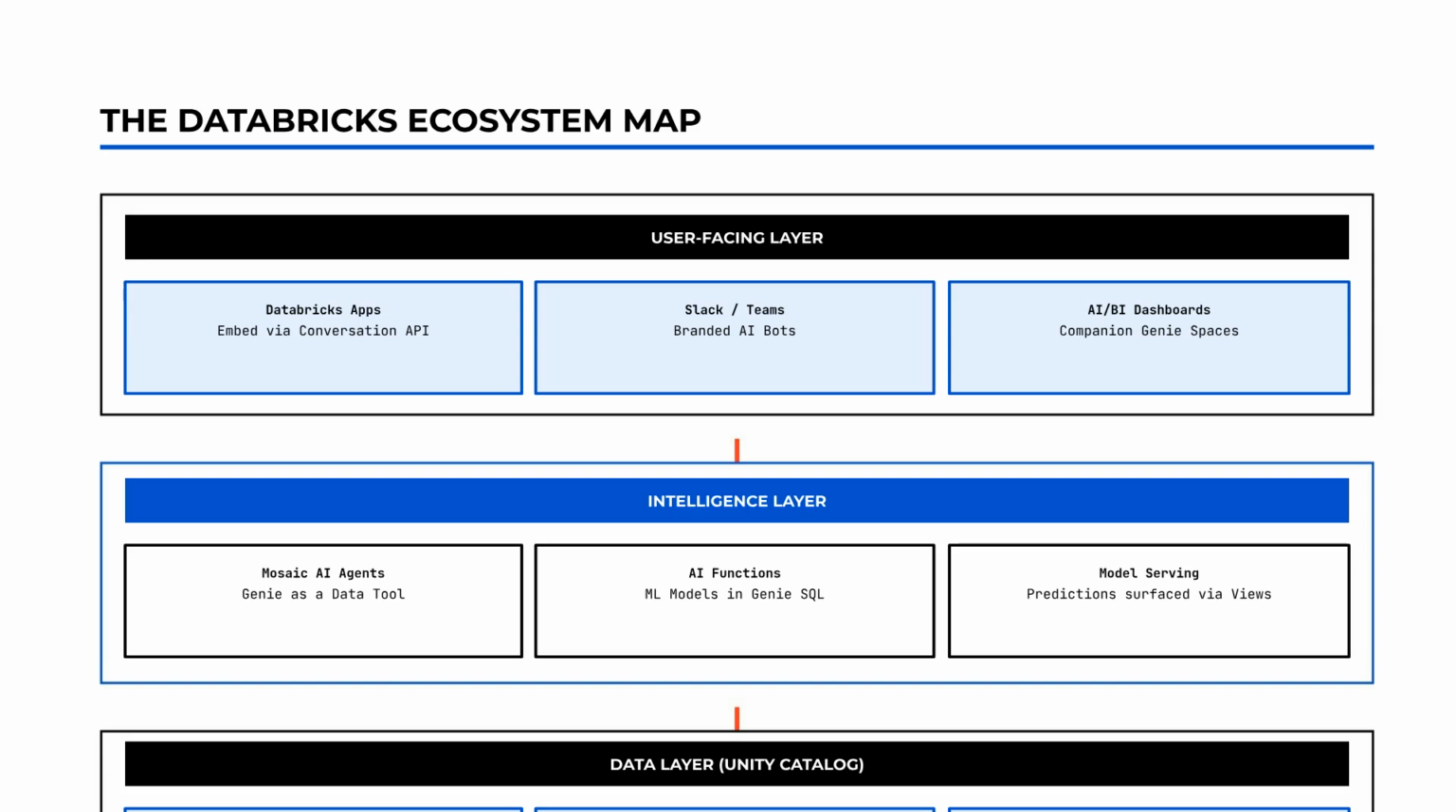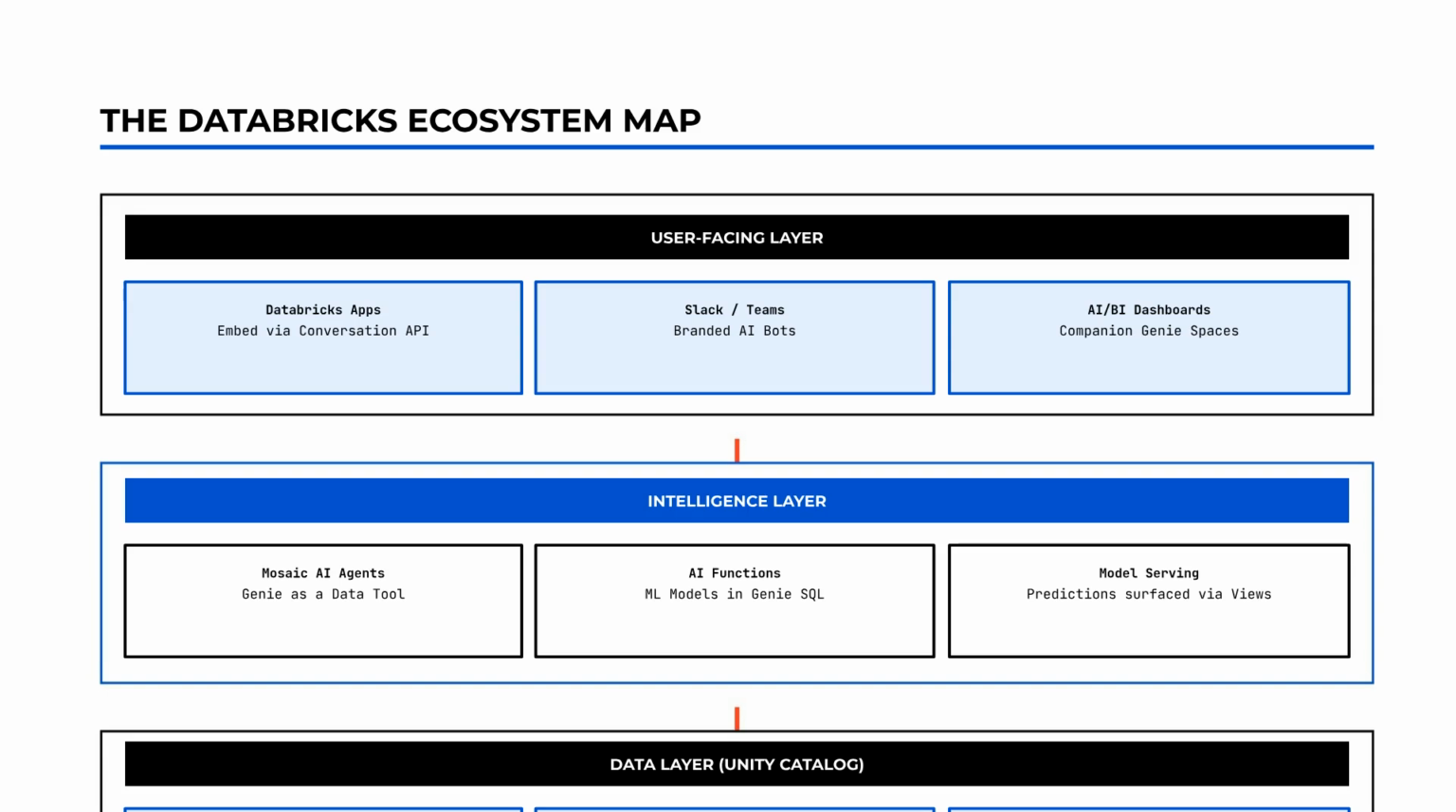At the intelligence layer, Genie plays a key role within Mosaic AI agents. These agents can combine Genie with tools like vector search for documents, web search for real-time data, and Python execution for calculations. The system intelligently chooses the right tool for each task. Additionally, Genie can invoke Unity Catalog AI functions directly within the SQL it generates. For example, a sentiment analysis model can be registered and automatically used when users ask questions about customer feedback, bringing machine learning directly into conversational queries.